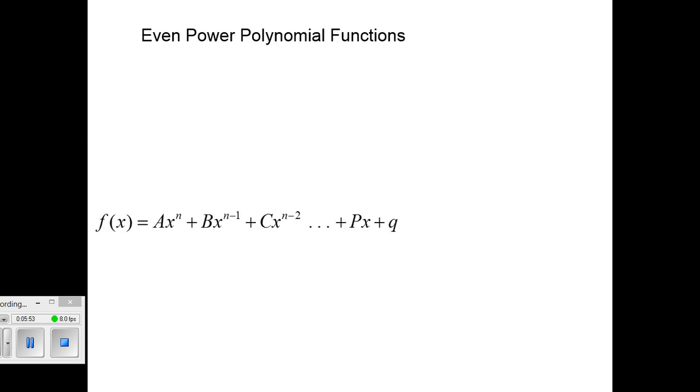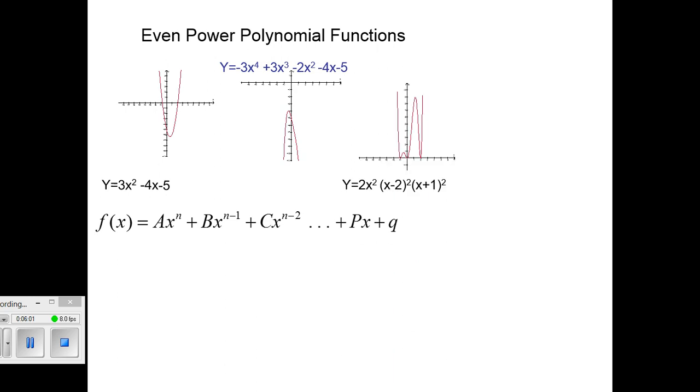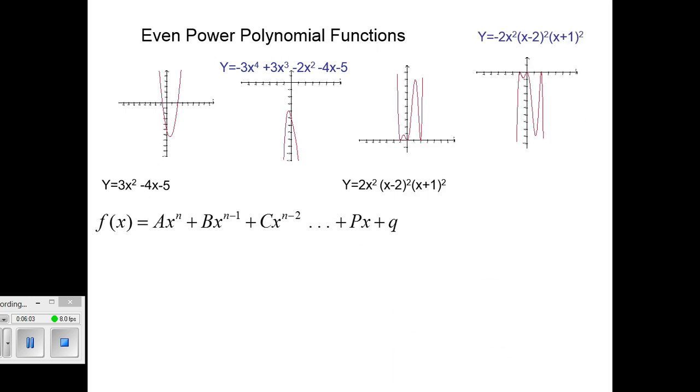Let's start talking about the even powers. Okay, even power polynomials. All right, here's our examples, and then we'll talk about them. All even power polynomials have a definitive shape. The definitive shape says that both ends either go up or both ends go down.